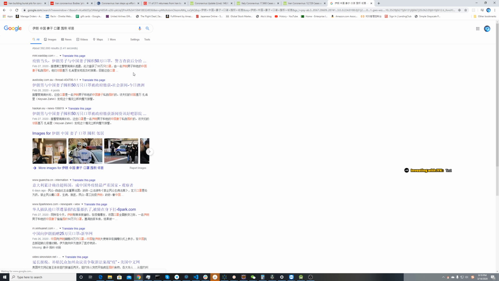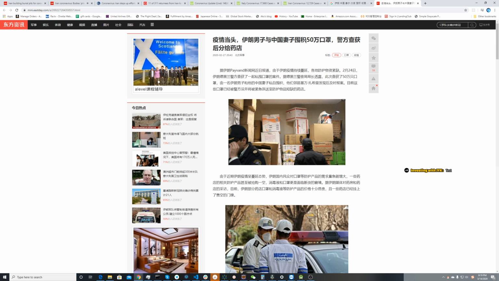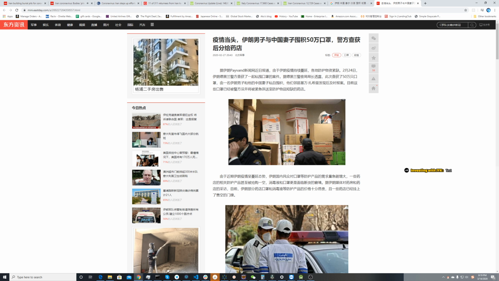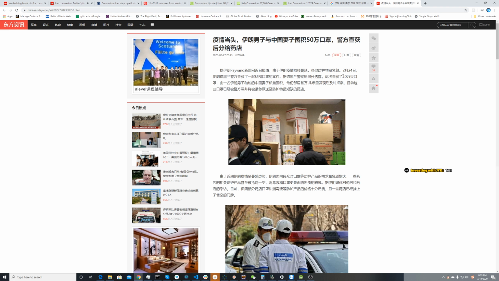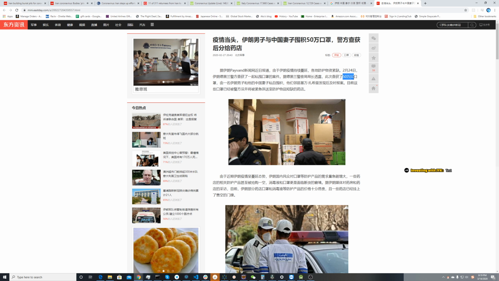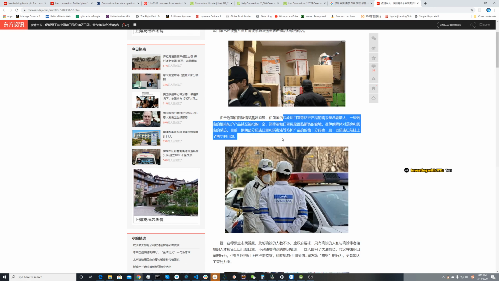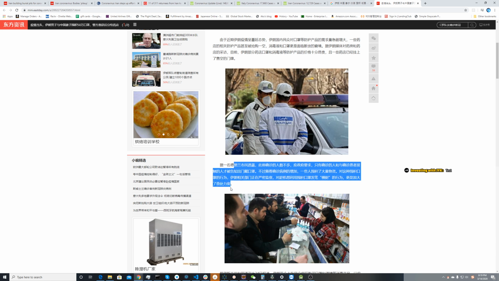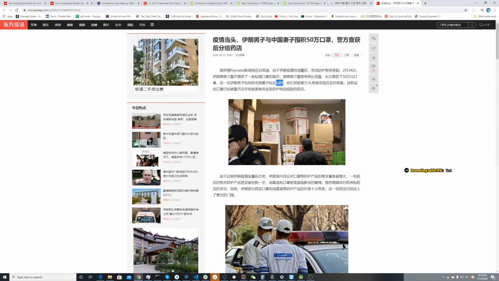Let's see if we can find anything. Oh yes, this guy. So the woman and her Iranian husband had 500,000 masks, and we don't know whether they got it within Iran or somewhere else. We can't really tell, right? But they had a bunch, and so they were now taken down. I guess they got arrested, or their masks were taken away.